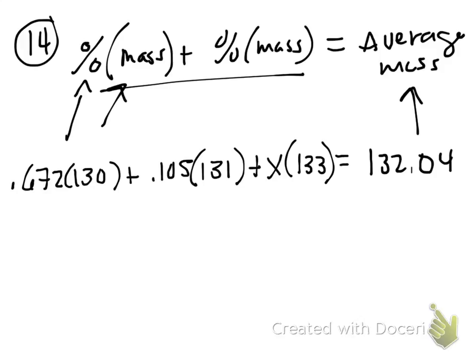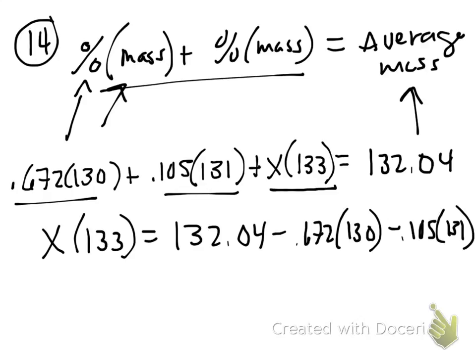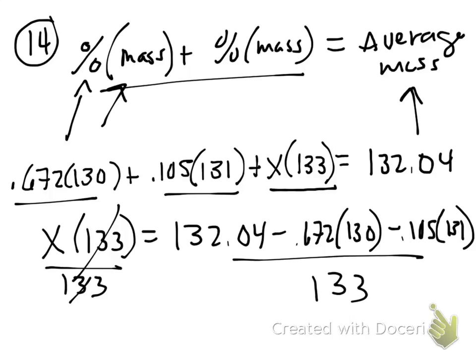So it's just algebra at this point. X is equal to, and I'm gonna do the shortcut and then I'll walk back through. No, don't do that, Moser. Okay, so if we start to move toward isolating x, subtract this and that from each side. So we get x times 133 is equal to 132.04 minus 0.672 times 130 minus 0.105 times 131. Okay? Well, now if we divide both sides by 133, we've isolated x.